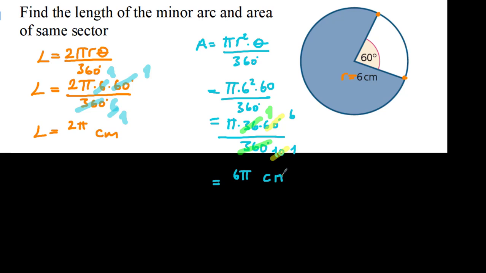6 pi centimeter square, since this is centimeter and this is going to be centimeter square, because this formula is representing the area.